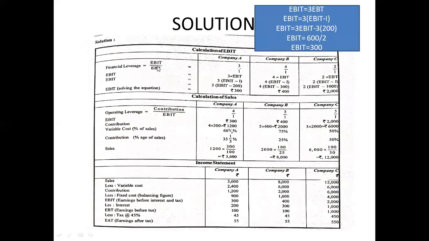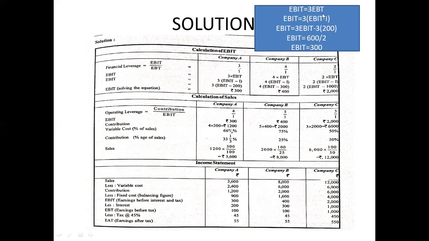सबसे पहले हम देखते हैं, हमें फाइनेंशियल लीवरेज गिवन है, that is 3:1. And what is the formula for financial leverage? Yes, it is EBIT divided by EBT. So EBIT divided by EBT, it is 3:1. So how we are going to solve this particular thing? हम कह सकते हैं that EBIT is equal to 3 EBT by cross multiplication.